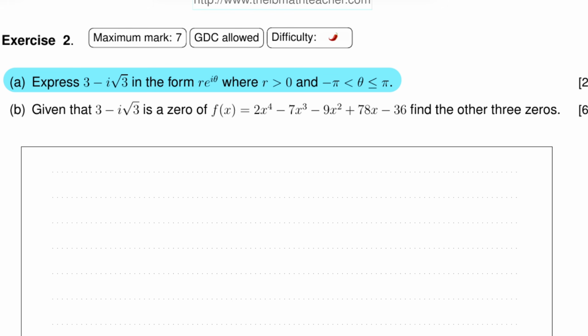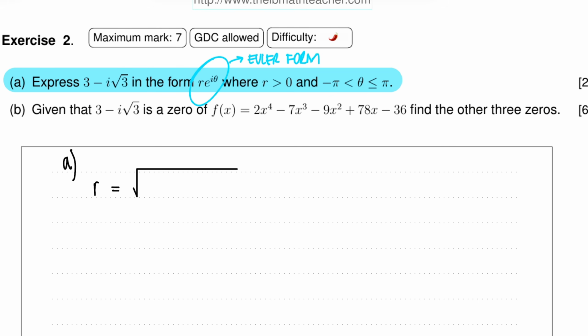Now, this is Euler form, where the modulus is greater than 0, of course, and the argument is between -pi and pi, including pi. The way to express this is to find the modulus and the argument of this complex number. For the modulus, we take the square root of the real part squared plus the imaginary part squared as well. So we have the root of 9 plus 3, which is root of 12, which can also be expressed as 2 root 3.